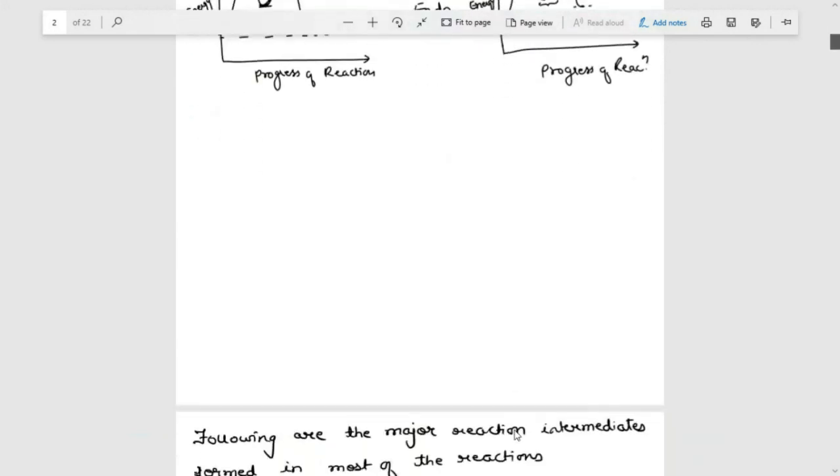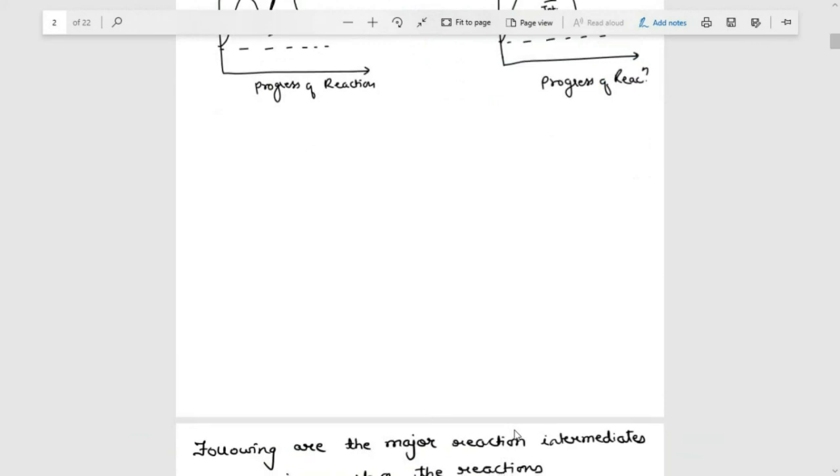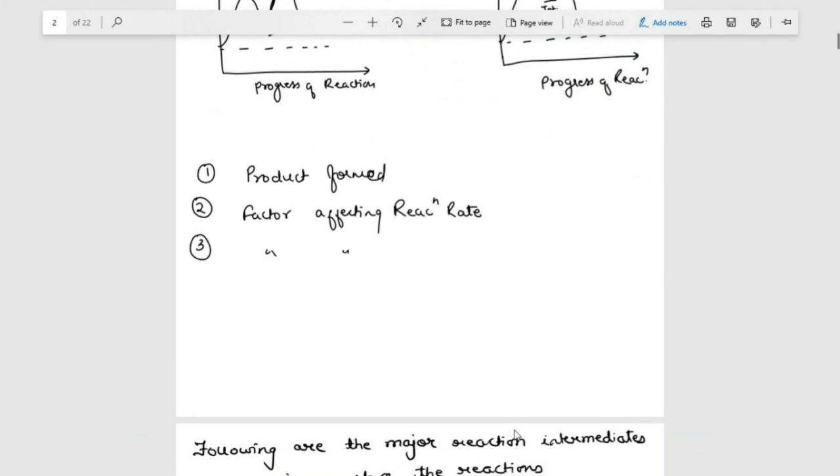So how do we come to know which intermediate is involved? Well, which intermediate is involved depends on very indirect methods. We study the product forms, we study factors affecting reaction rate, we study factors affecting reaction yield.